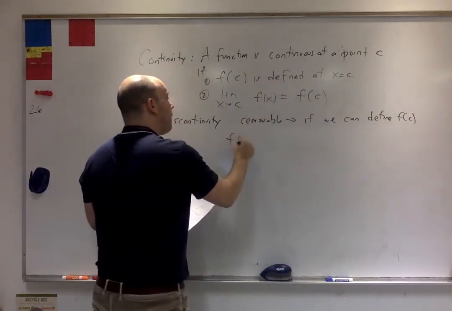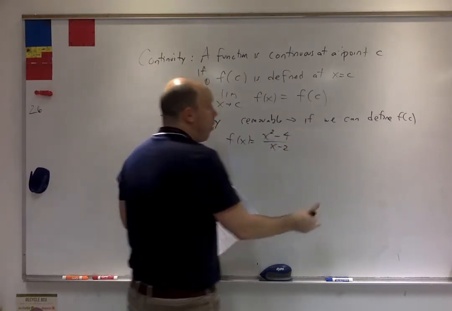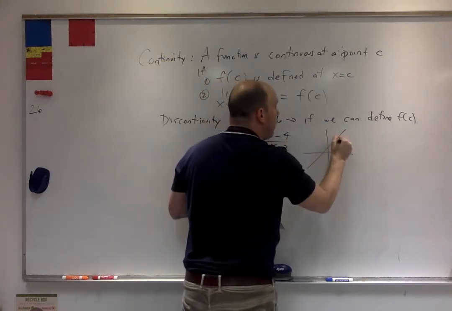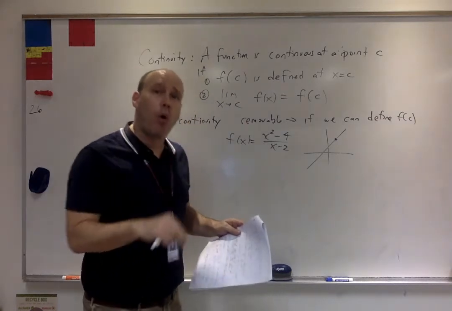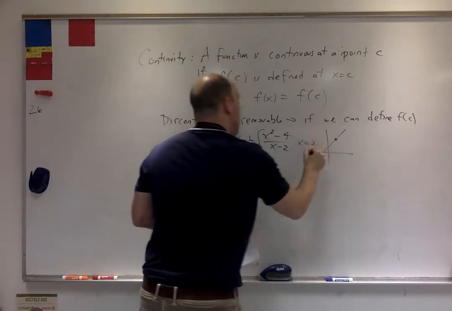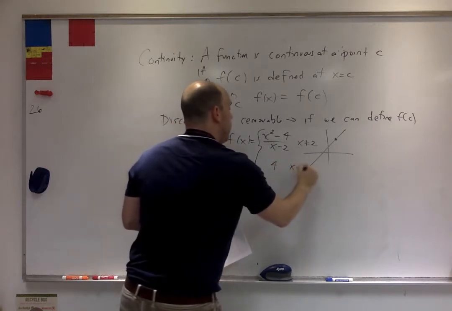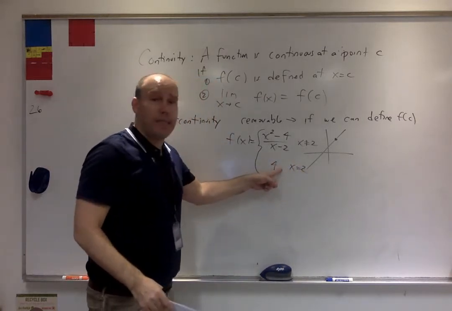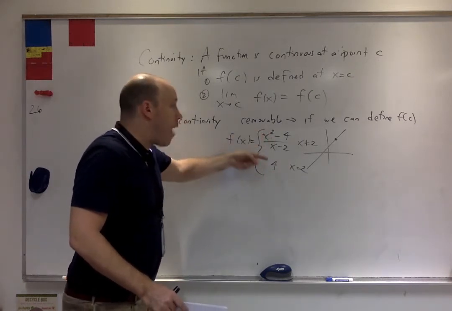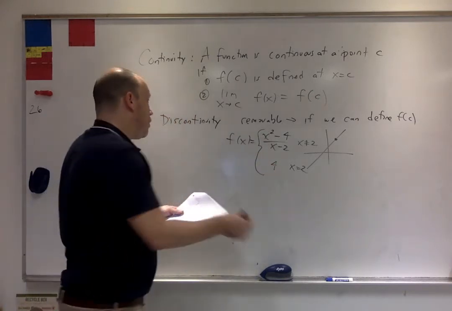So for example, let's say f of x equals x squared minus 4 over x minus 2. We know it's a line, it's increasing, and at x equals 2 there's a hole. Can I plug that hole? Yeah. Just make this a piecewise function, and say at x equals 2, it's 4. So now we've removed the discontinuity by plugging the hole. Therefore it's removable.